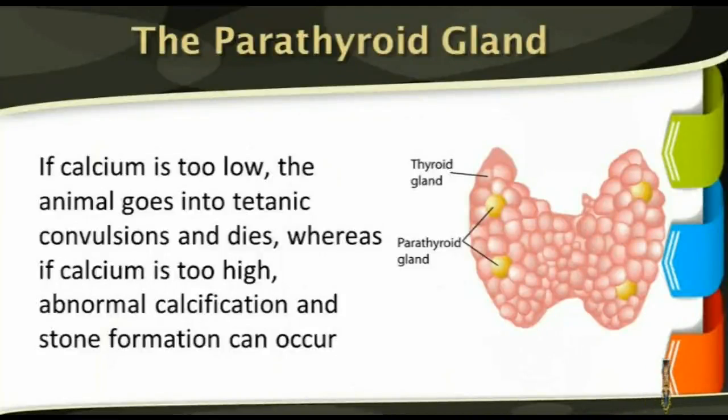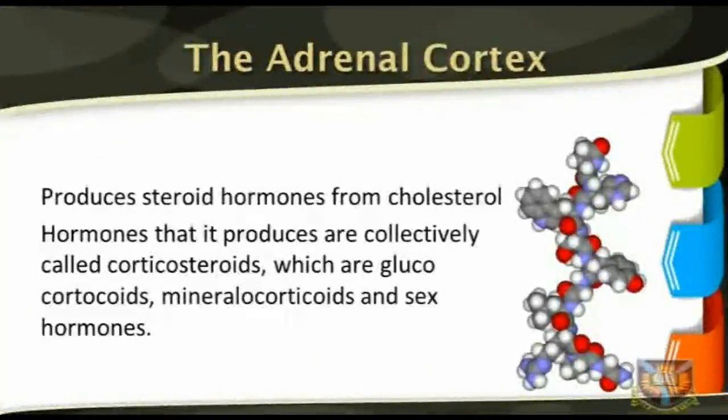Parathyroid hormone is a protein hormone that raises the blood calcium level. The hormone acts upon bones to cause the release of calcium and phosphate, and upon the kidney to increase the reabsorption or conservation of calcium and excretion of phosphate. The adrenal cortex. It produces steroid hormones from cholesterol. The hormones that it produces are collectively called corticosteroids, which are glucocorticosteroids, mineralocorticoids, and sex hormones.